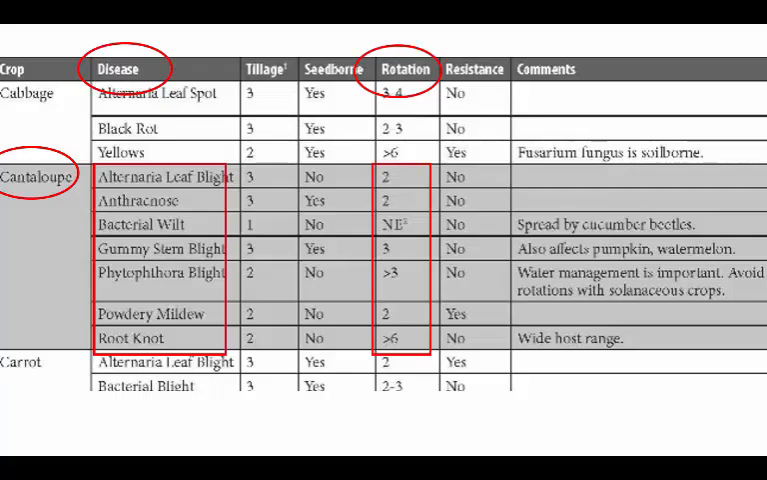You can see that crop rotation is an option for many of those diseases, and the 2 there means a 2-year crop rotation, and the 3 means a 3-year crop rotation, so there's some information there. We'll look at the resistant varieties column, and for these diseases on cantaloupe, actually resistance is only an option for one of them. And the table also makes a note that root knot nematode has a wide host range, which would make crop rotation and cover crop selection tricky.